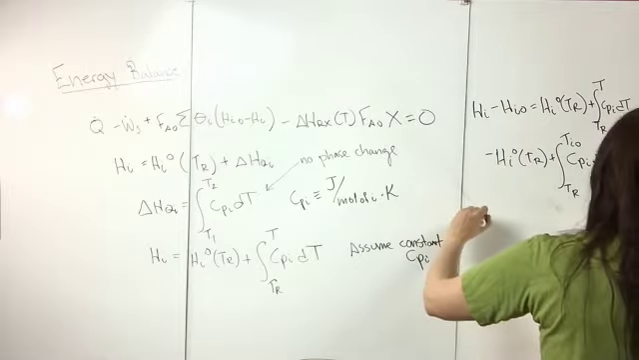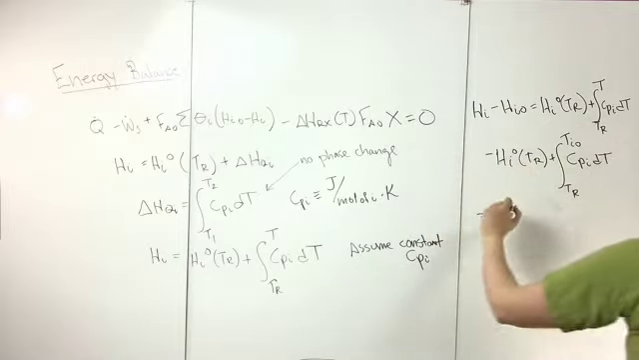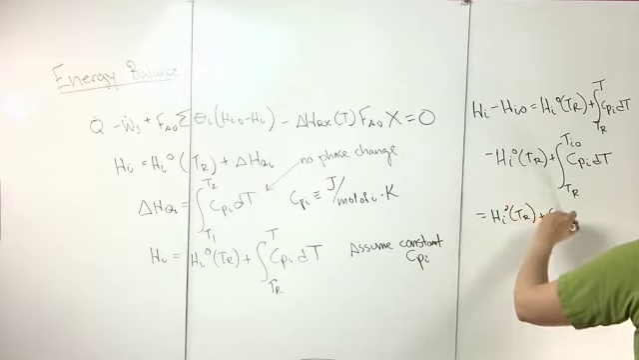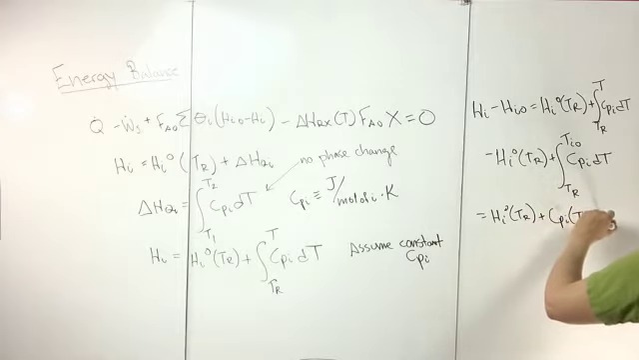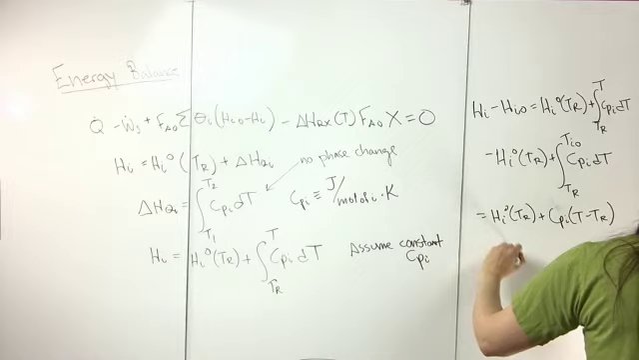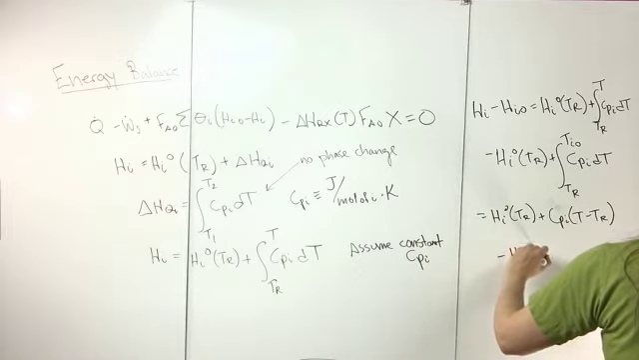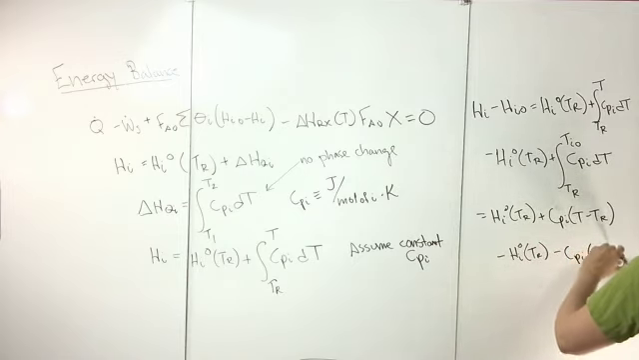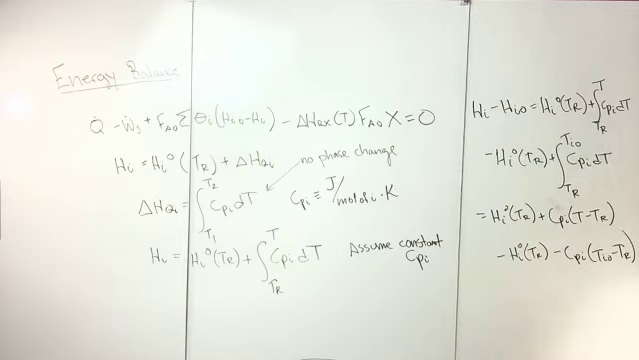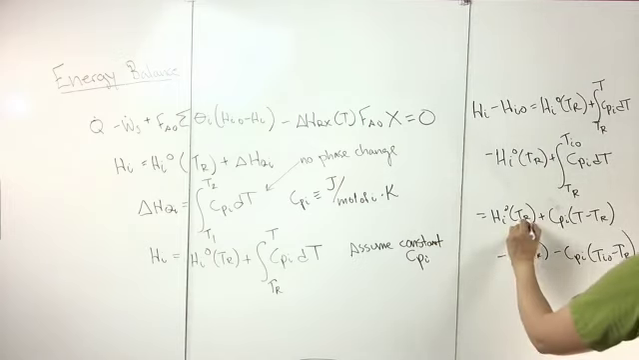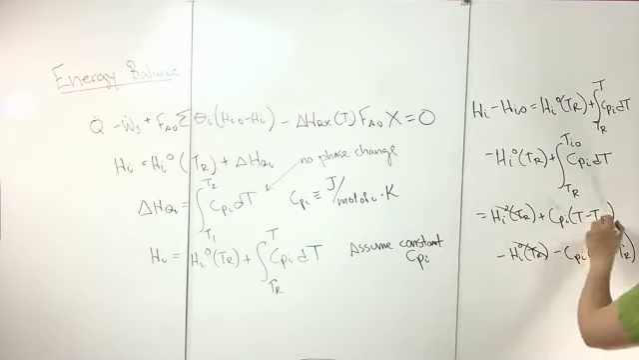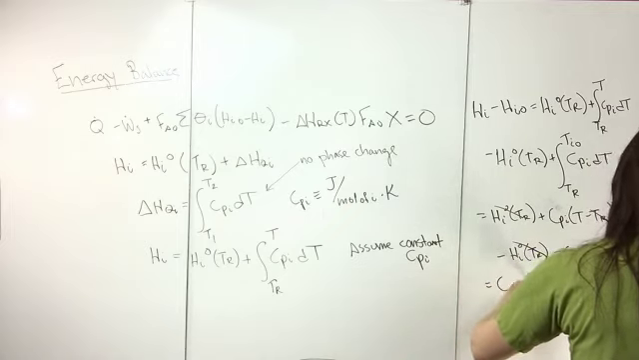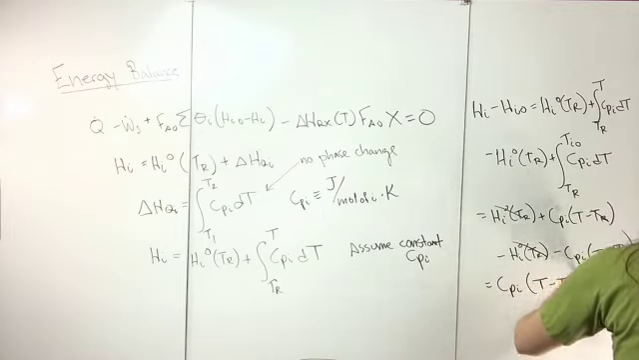And then this is equal to the reference temperature plus Cpi (T minus Tr), minus this enthalpy at this reference temperature again, minus Cpi (Ti naught minus Tr). And then these will cancel out, this will cancel out, and you're left with Cpi (T minus Ti naught).